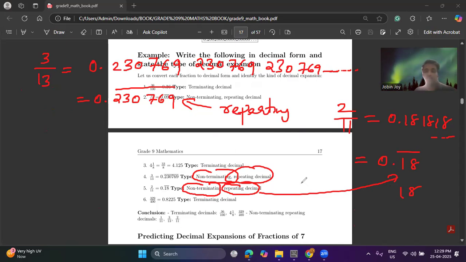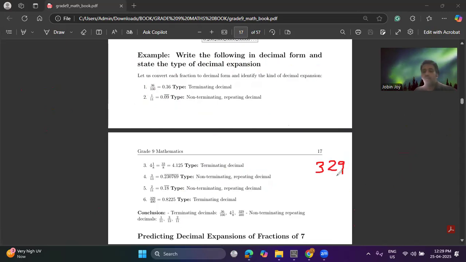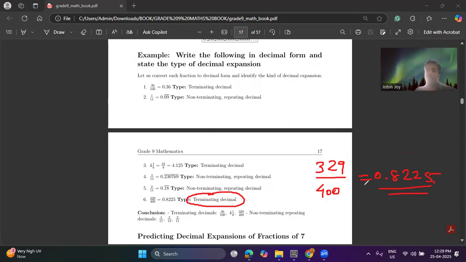And the next question, 329 divided by 400. So this will be 0.8225. So this is called a terminating decimal. After 5, there are no numbers. That means 0.8225, this is a terminating decimal.